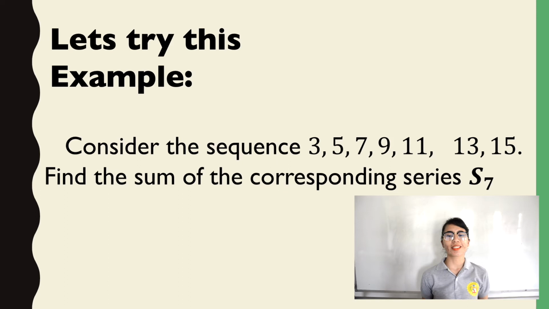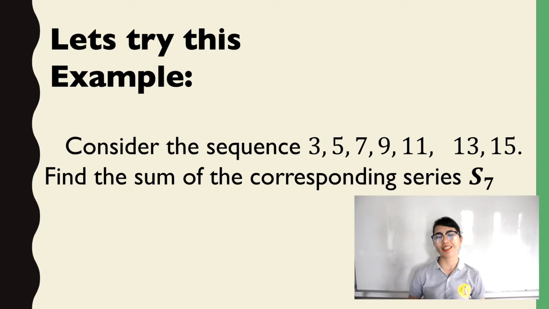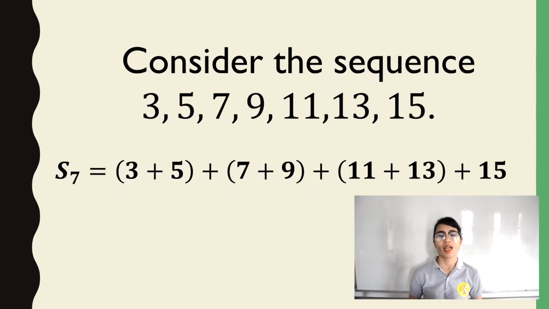Consider the sequence 3, 5, 7, 9, 11, 13, and 15. Find the sum of the corresponding series S sub 7. Notice that the given sequence is an arithmetic sequence. Therefore, S sub 7 is an arithmetic series. We can apply the different properties of addition to find the sum of the series.